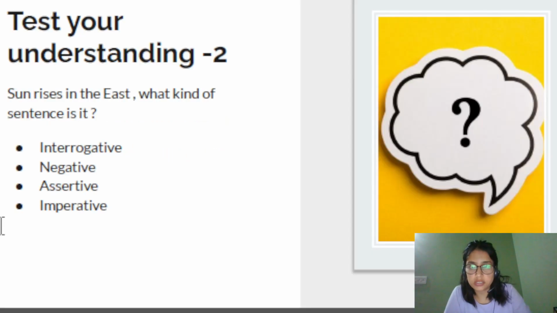You will be testing your understanding now. The sun rises in the east. What kind of sentence is it? Is it an interrogative sentence, a negative sentence, an assertive sentence, or an imperative sentence?